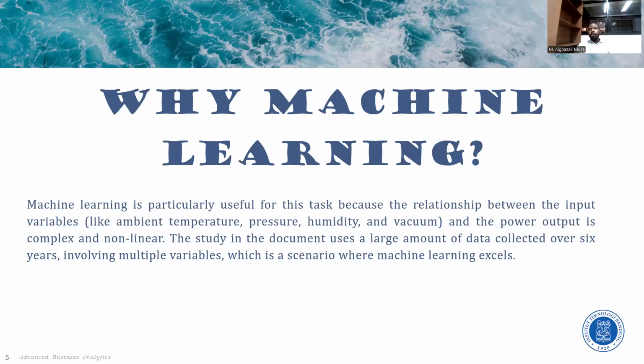So, okay, this is machine learning. Machine learning is one of the most useful tools in order to determine the relationship between the input and the output. For our example, the input variables are the ambient temperature, pressure, humidity, and also we're talking about vacuum. And the output is the energy yield.